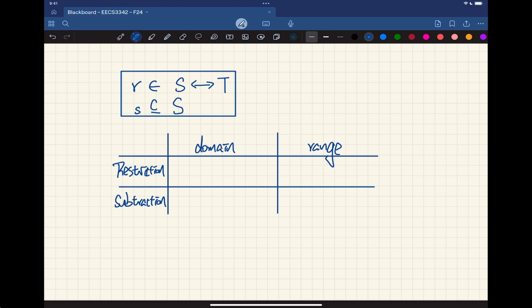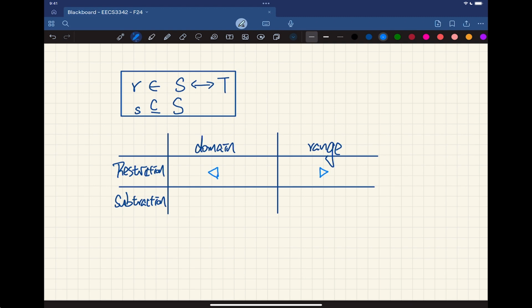Whenever you talk about domain, you should really point to the domain. If you talk about range, you should point to the range. Domain should be the first element on the left. Range should be the second element on the right. So when we talk about domain restriction, the arrow should point to the domain side. When you talk about range restriction, you should point to the range side. You can see one is pointing to domain, the other one is pointing to range.